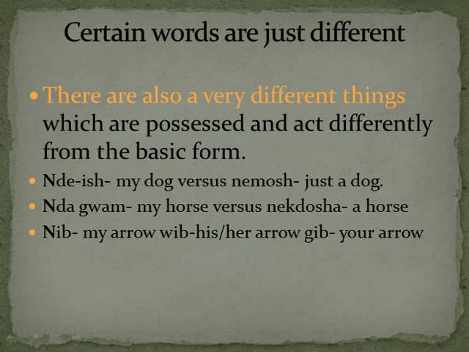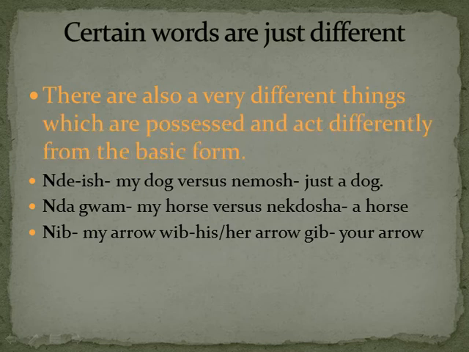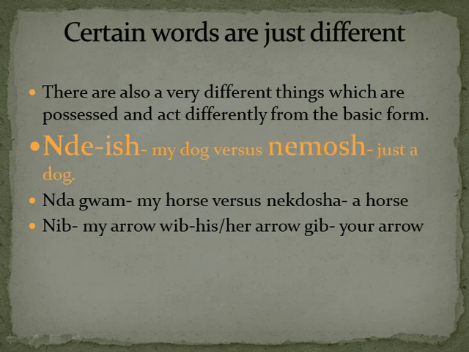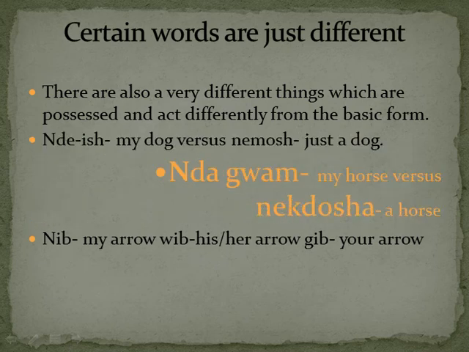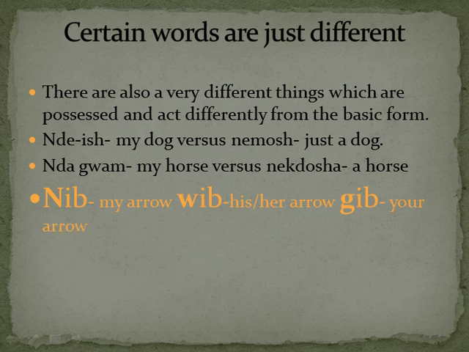There's also certain words that are just different. There are certain ones that are possessed and act differently from their basic form, like Ndaish is my dog versus just Namosh, just a dog. Ndagwam, my horse versus Nekdosha, just a horse. Neeb is my arrow, Weeb is his or her arrow, Geeb is your arrow, so it's a possessed item.